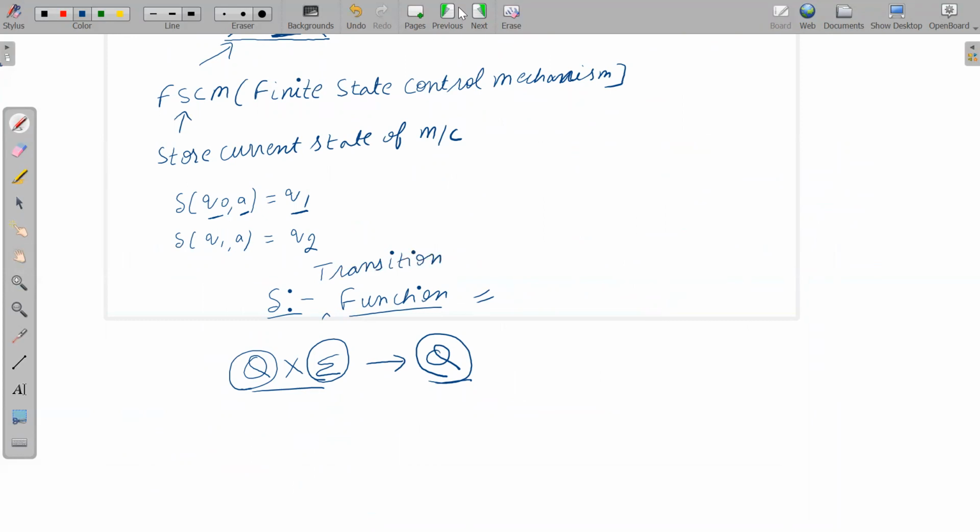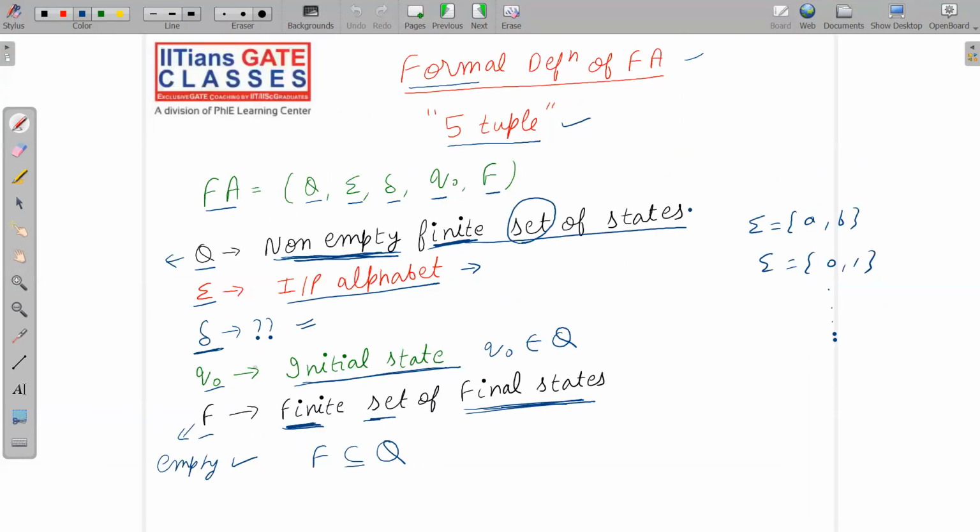Delta is the transition function. Q naught is the initial state, and F is the finite set of final states. All these things will be more clear when we move to certain examples of FA.